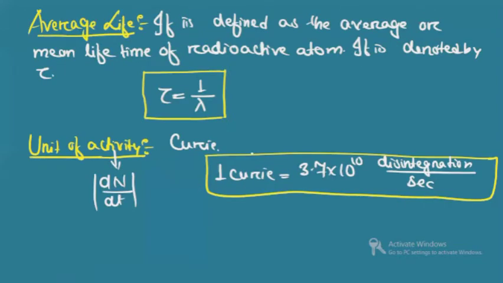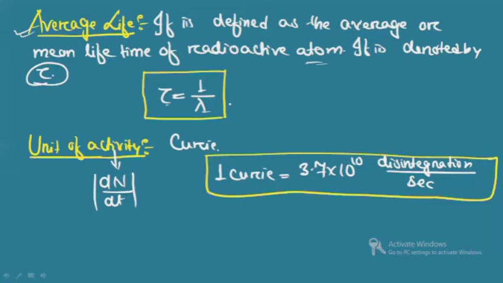Next you see average life, or you can say mean life. Both are the same thing. It is the average, or mean, life of radioactive atoms. It is denoted by tau. All right, and tau is equal to what? 1 by lambda. Sorry, it is the reciprocal of the radioactive decay constant. Clear? That means tau is equal to 1 by lambda, and lambda is the radioactive decay constant.